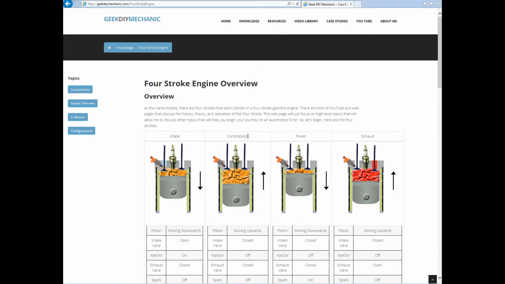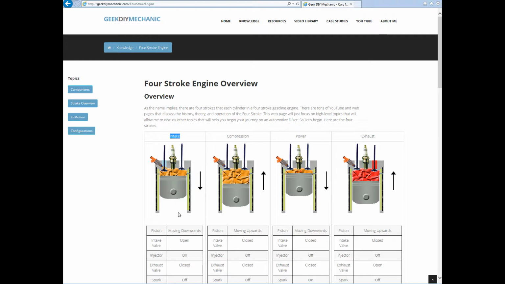So let's begin. Let's start at the beginning. Intake stroke. The goal of the intake stroke is to get air-fuel mixture into the cylinder. How is that done? The intake valve is opened, allowing atmospheric air to be drawn in, because this piston is moving down, so it's like a syringe. It's drawing in atmospheric air. At the same time, the injector is misting gasoline vapor into that atmospheric air, creating an air-fuel mixture in the cylinder that's being drawn in as the piston moves down.